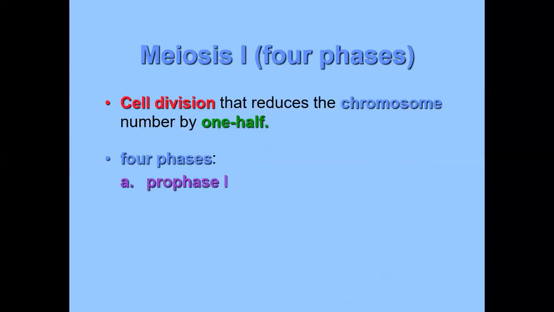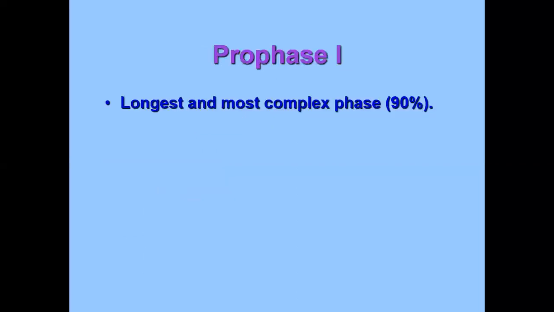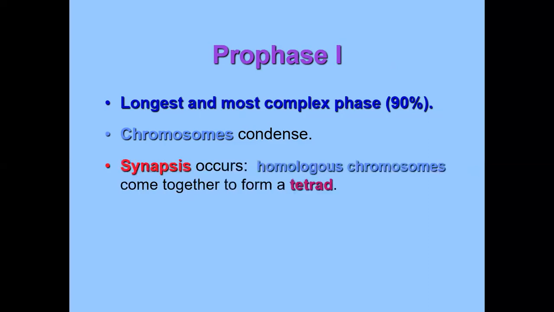The first one is prophase 1, because it is a division of meiosis 1. So prophase 1, then metaphase 1, anaphase 1, and telophase 1. Prophase 1 is the longest and most complex phase, containing about 90% of the meiosis time. In this phase, chromosomes condense and synapsis occurs. It means the homologous chromosomes come together to form a tetrad.